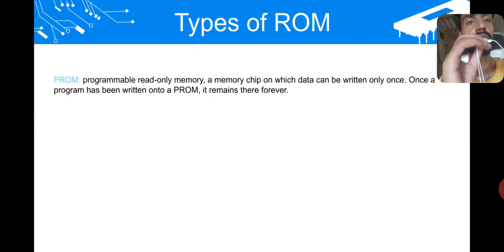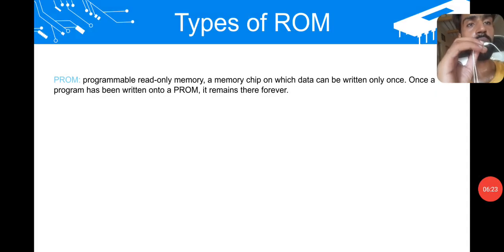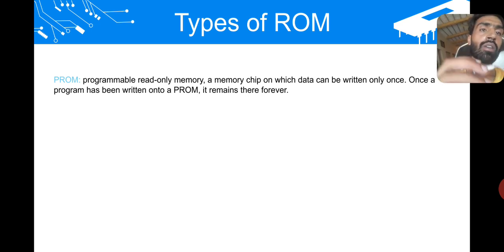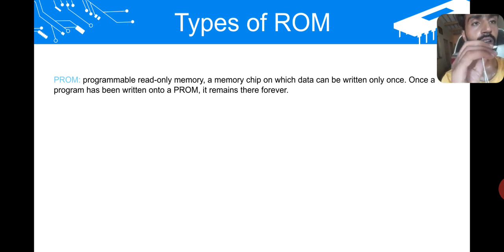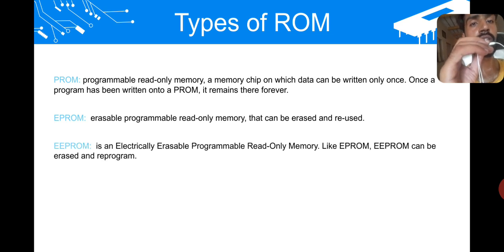Types of ROM. PROM, programmable read-only memory: a memory chip on which data can be written only once. Once a program has been written onto a PROM, it stays there forever. EPROM, erasable programmable read-only memory, can be erased and reused. EEPROM is electrically erasable programmable read-only memory. Like EPROM, EEPROM can be erased and reprogrammed.